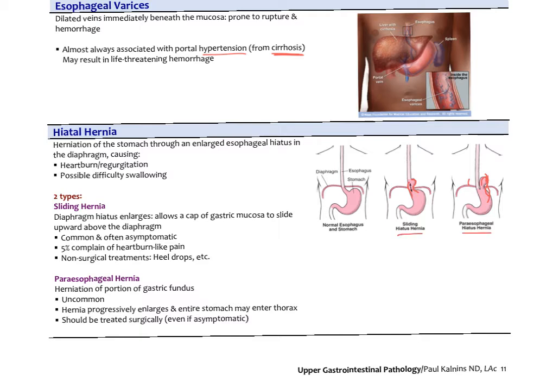This can cause, you can imagine, a lot of heartburn because the lower esophageal sphincter doesn't function, and we get acid regurgitating back up onto the esophagus, and they can also create dysphagia. Sliding hernias are usually just treated with symptomatic or conservative measures, things like non-surgical treatments like heel drops, where a person swallows a glass of water and then they stand and drop on their heels several times, and that pushes it down.